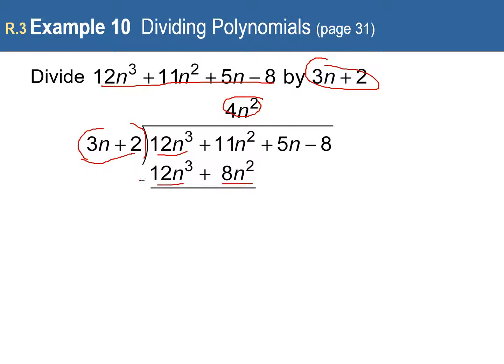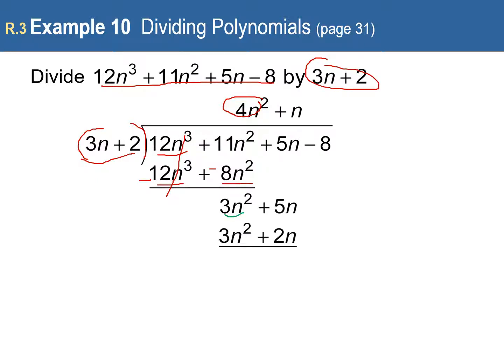Now you're going to subtract. Those terms are going to go away. And you get 3n squared plus 5n. And now 3n goes into 3n squared how many times? That is, what do I have to multiply 3n by to get 3n squared? And the answer is n. So I'm going to multiply n by 3n plus 2. So that is 3n squared plus 2n.